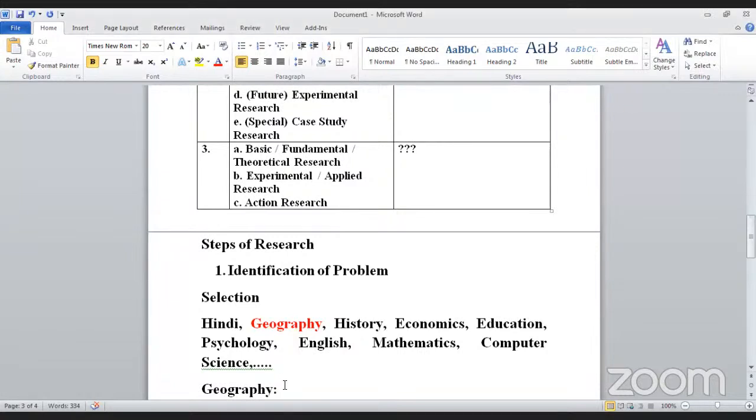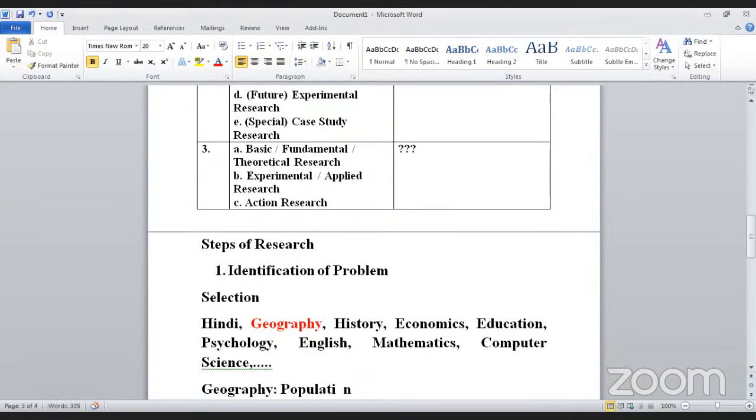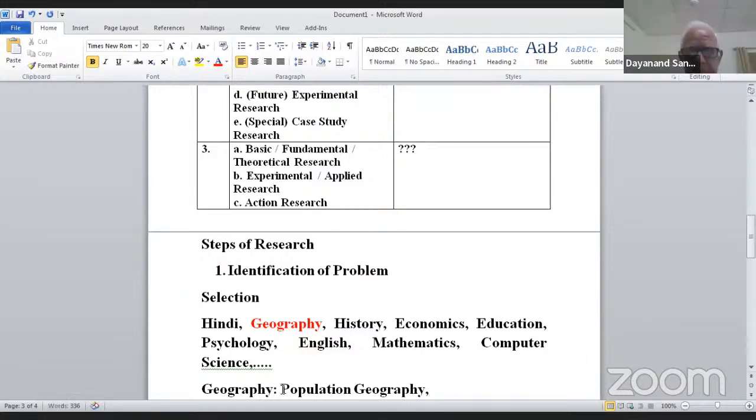Population geography, oceanography, then urban geography.